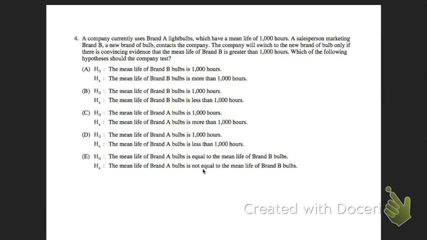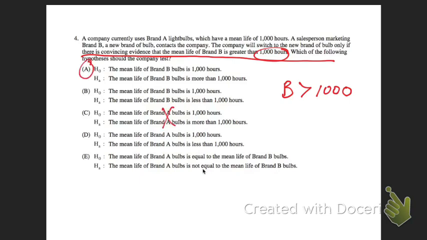Number 4 talks about brand A, but then in the actual question, it never even refers to brand A. So that's kind of just there to throw you off. Because it's saying, is there convincing evidence that brand B is greater than 1,000 hours? So is B greater than 1,000? And so the answer would be A, because we're not talking about A anymore. So you can automatically cross out anything with brand A.